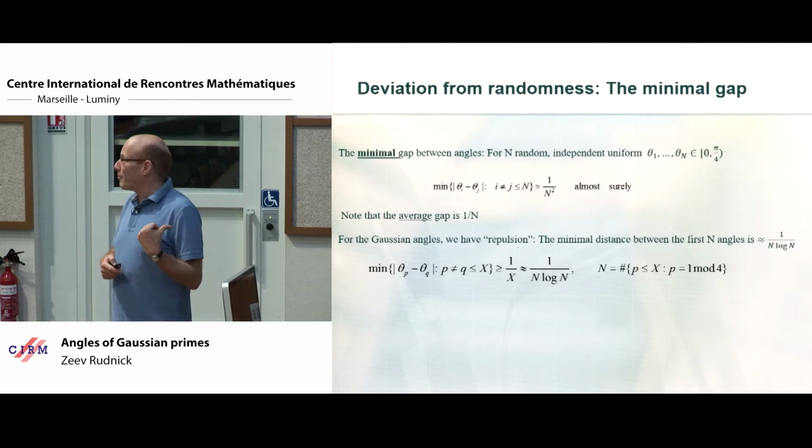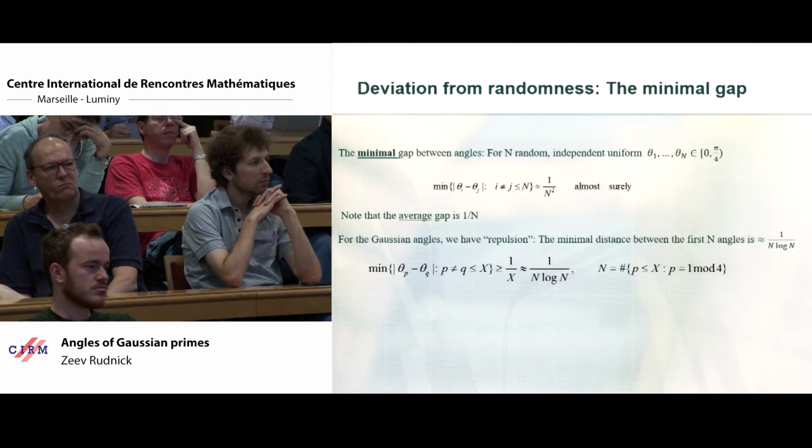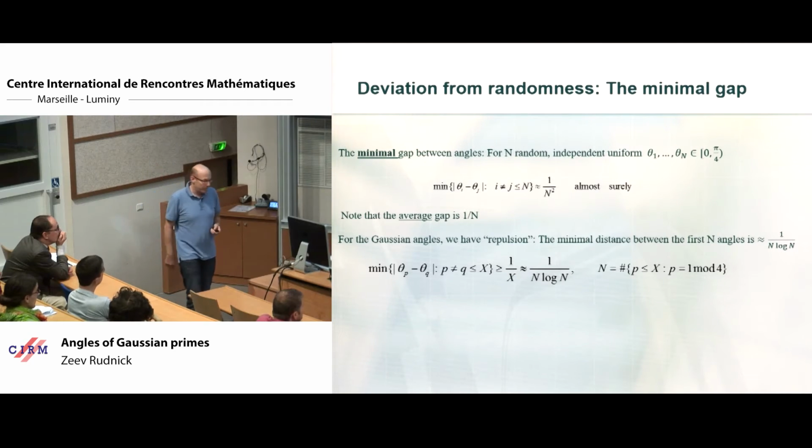And here, the minimal gap is actually much larger, and I'm leaving this as an exercise to you. It's the same argument as we had in the previous slide to show that there is repulsion between these points. They want to be far away from each other. The minimal distance between 2 angles where the primes are less than x is bigger than 1 over x. The number of primes up to x is n, which is x over log x, so it's 1 over n log n. So the minimal distance between points is much, much larger than for random points. So from this point of view, Gaussian angles are also not random.